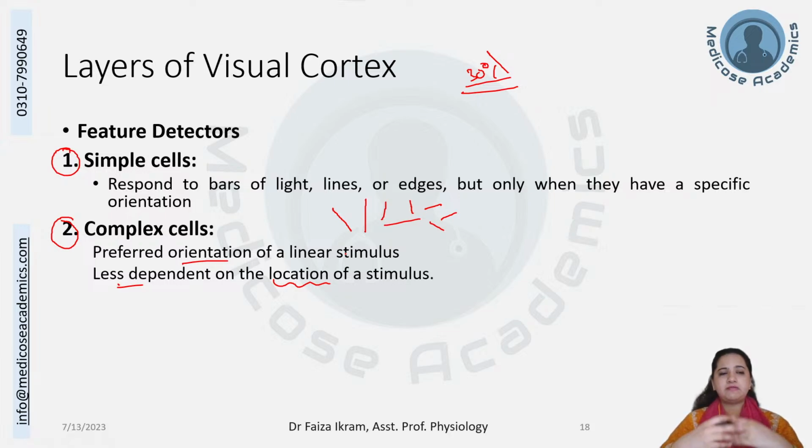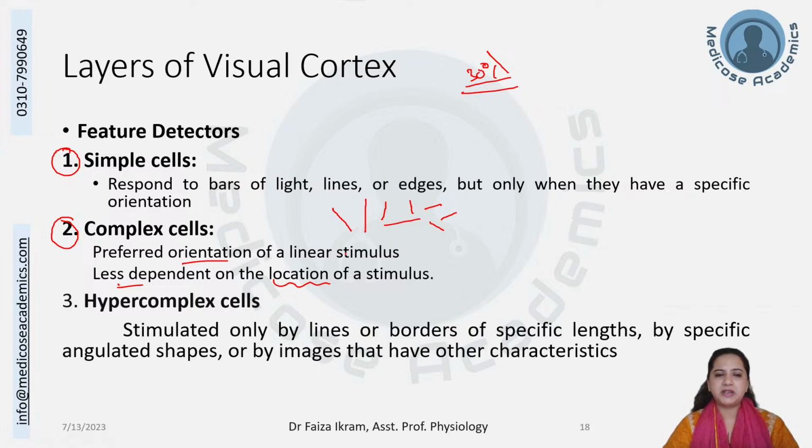And then there comes even more complex cells, which we call hypercomplex cells. They are not dependent upon the location of the object or the stimulus. They are not dependent on the orientation of the object either. They are dependent upon the shape. They will be stimulated only by the specific shape border. For example, a star shape of this size, hypercomplex cells will be activated only when that comes into my visual field, in whatever part of the field of vision at whatever angle.